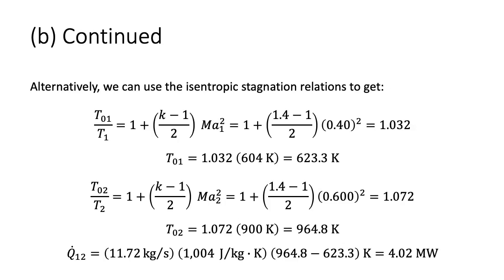Before moving on to part C, we repeat this calculation using the stagnation properties. Again, referring back to the temperature entropy diagram, we see that we need to calculate these values using the isentropic stagnation relations. At section 1, the stagnation temperature is 623 Kelvin, and at section 2, the stagnation temperature is 965 Kelvin. Calculating the rate of heat transfer, we get the same value of 4.02 megawatts as before, as expected.